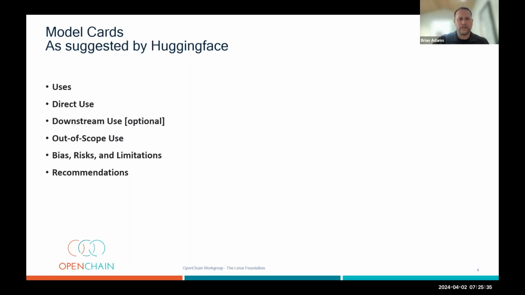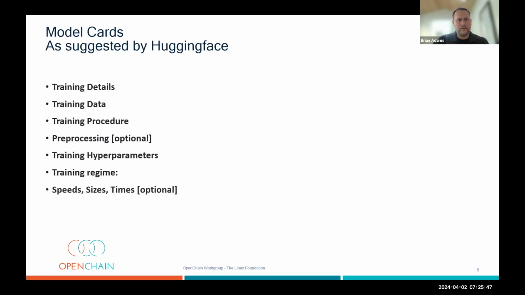And then recommendations from the deployer's perspective: these are the things you can do to mitigate the risks, and here's our recommendation on how to use this model. Additional materials are some of the training details, the training data sets, how they trained, whether it was pre-processing or not, and whether it was supervised or unsupervised. Lots of information on how this thing was trained, and then finally, what kinds of performance are we seeing?